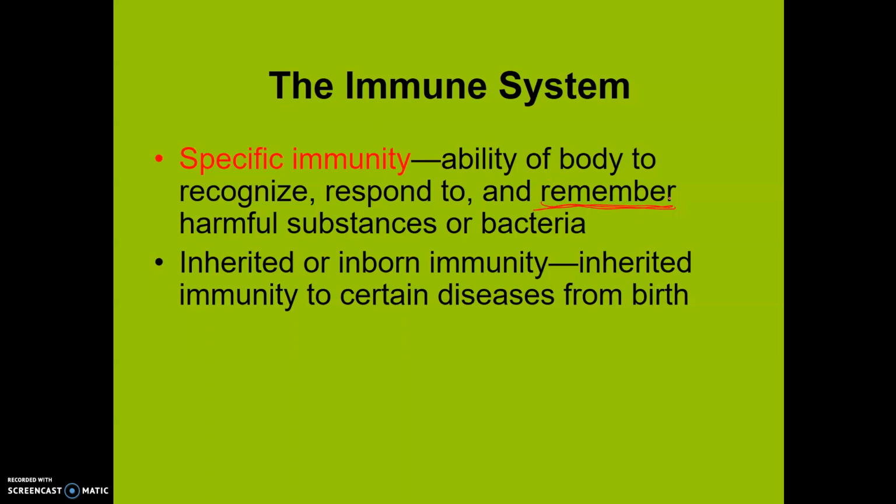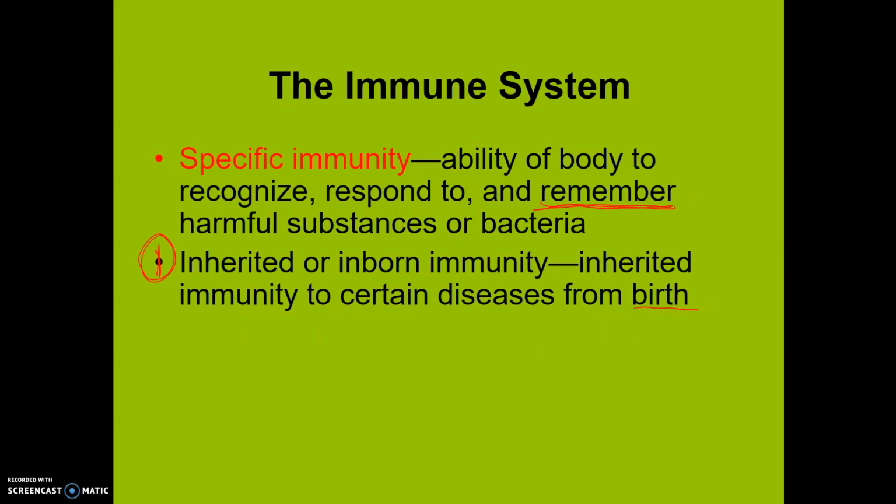Now, there are two types of specific immunity. Number one, I'll put a number one here instead of a dot, is inherited or inborn immunity. And this is where we have, as humans, immunity conferred upon us against certain diseases from birth. How does that happen? We'll talk about it shortly.